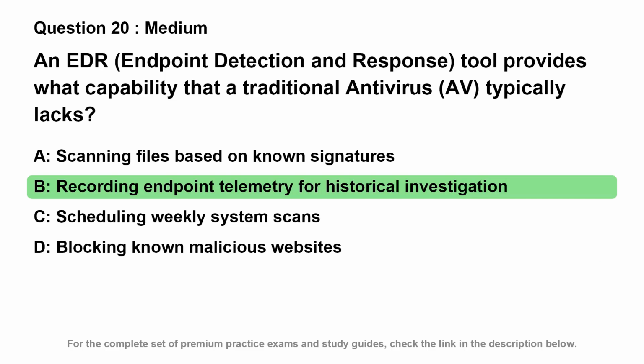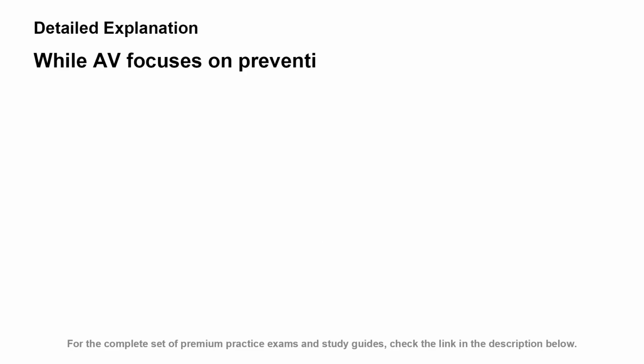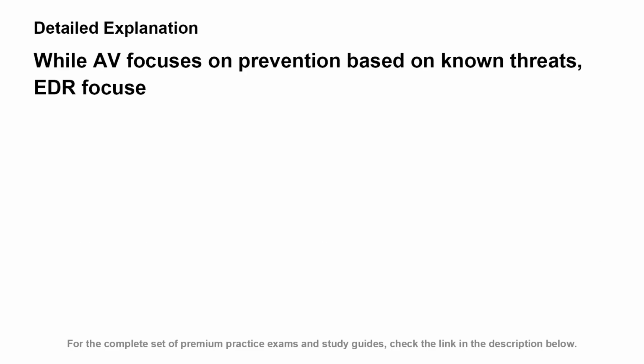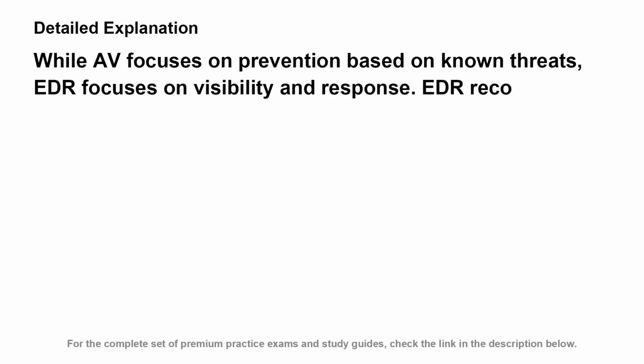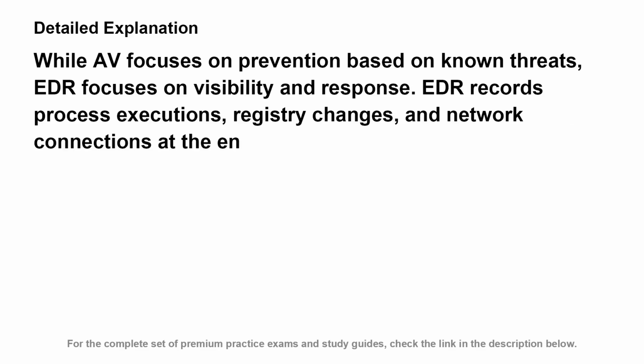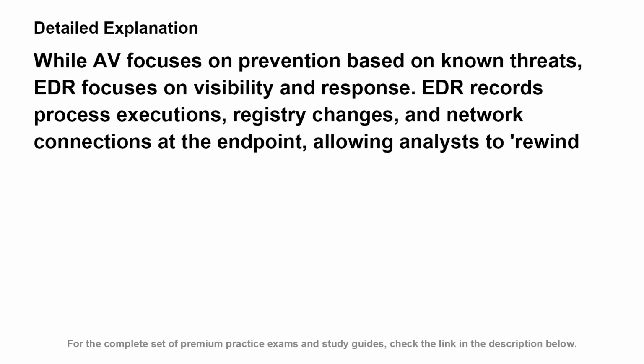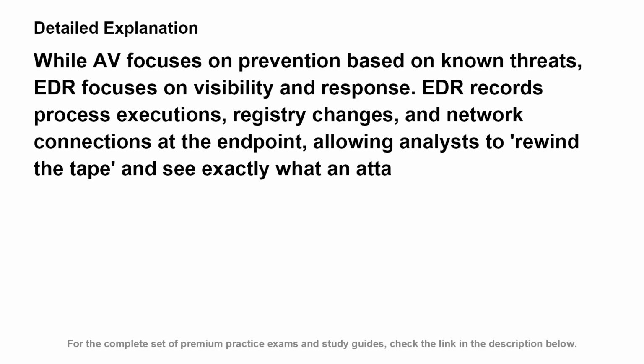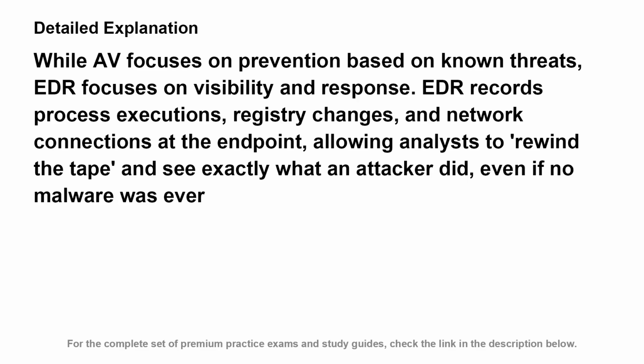The correct answer is B. While AV focuses on prevention based on known threats, EDR focuses on visibility and response. EDR records process executions, registry changes, and network connections at the endpoint, allowing analysts to rewind the tape and see exactly what an attacker did, even if no malware was ever saved to disk. Fileless attacks.